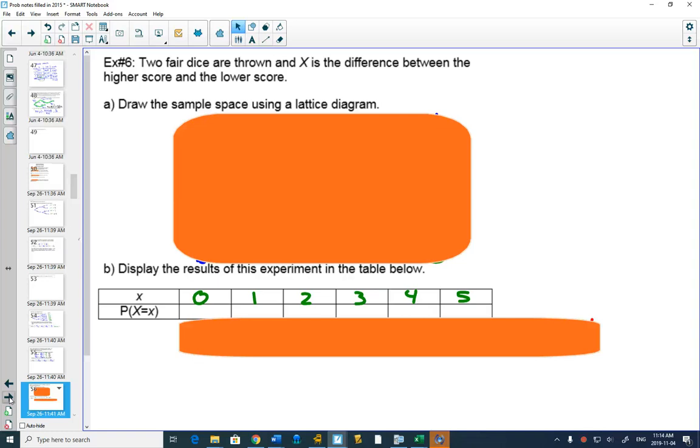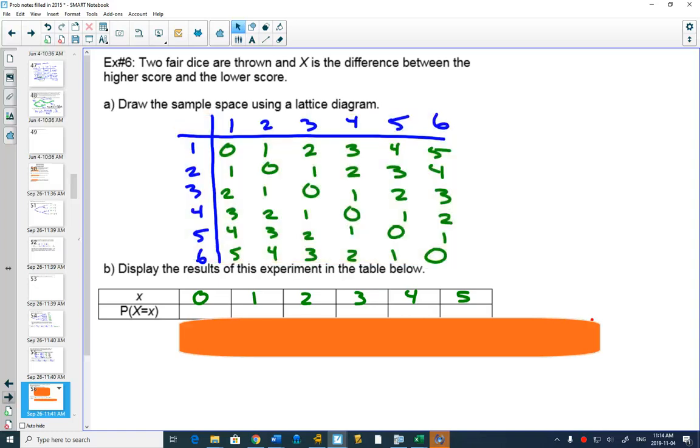Well, yeah, I'll show you the lattice diagram in a second. Would you agree if you rolled a 1 and a 1, your difference would be 0? 2 and a 1, your difference would be 1? All right, we'll do a check. How did you do? How many zeros are there?